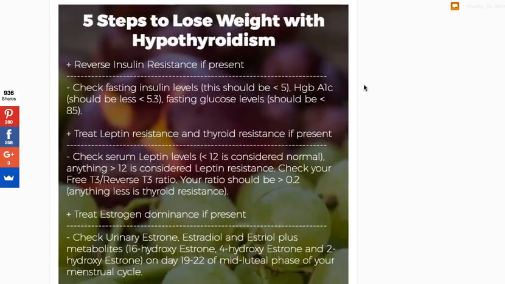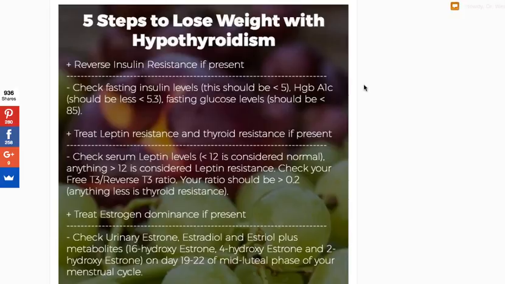Essentially what I've done is I've created a 5-step process that I go through with every hypothyroid patient that comes into my office. And really what it's about is looking at hormones. You'll know this if you have hypothyroidism, because chances are you've been unable to lose weight. Even if you have cleaned up your diet, even if you are on the right thyroid medication, you may not be losing weight, and you may be frustrated or confused as to why that's happening. I'm going to go over why that happens.